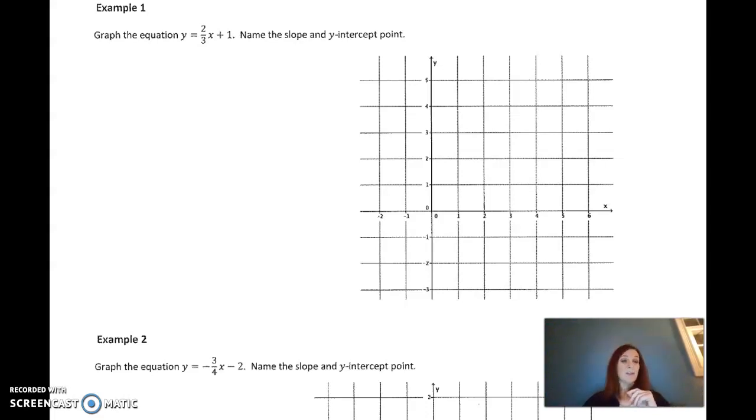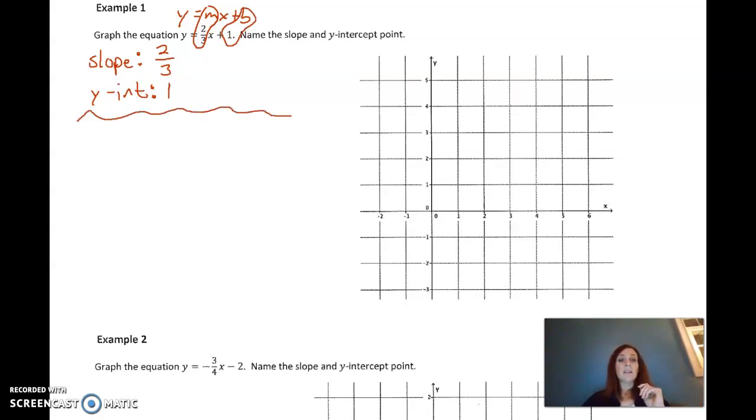So name the slope and the y-intercept. Okay, so our slope, y equals mx plus b. Our slope is whatever the coefficient of x is. Even if it's listed second, whatever number is attached to the x, that's 2/3. Our y-intercept, I'm just going to say y-int, is whatever's being added on. Well, the 1 is being added on. Once you identify those two things, these are the steps you take.